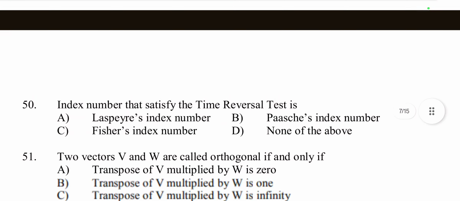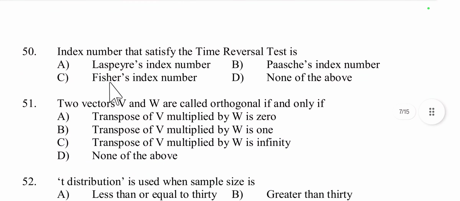Then question number 50. The index number that satisfies the time reversal test is Laspeyres, Paasche or Fisher. The time reversal test is satisfied by Fisher's ideal index. Fisher's ideal index satisfies both time reversal and factor reversal tests. So option C is the right answer.